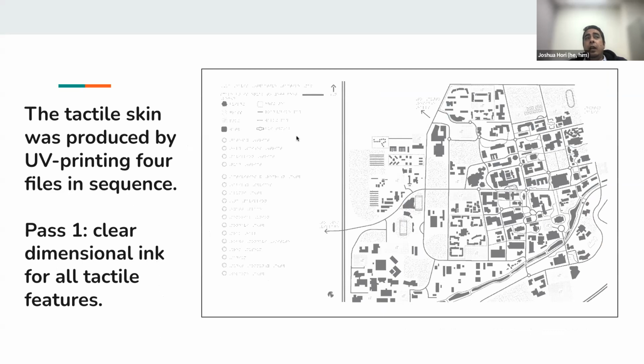And the next step was UV printing four files in sequence. Pass 1 is a clear dimensional ink for all tactile features. You can kind of see all the buildings, the grass, the roads, and the walkway that have been placed on here, as well as some of the more visited buildings with the braille that would be done, and the legend up here in the top left-hand corner.